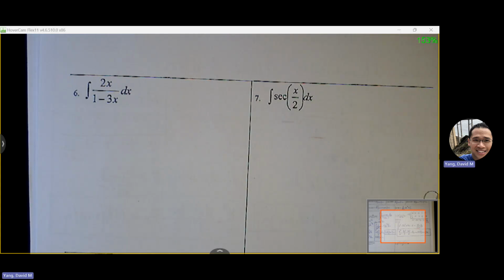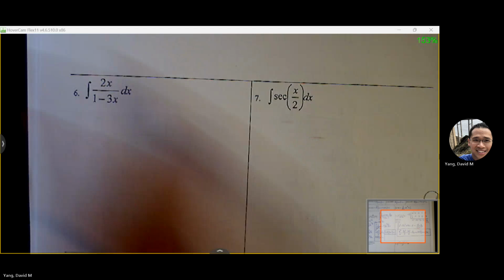Number 5, ignore the bounds. E to the 3 over x all over x squared dx. This is too complicated for one rule to handle, so we're looking at u substitution. Let the u value be the entire exponent and see where that takes you for number 5.